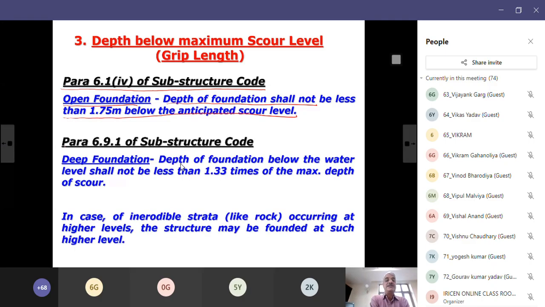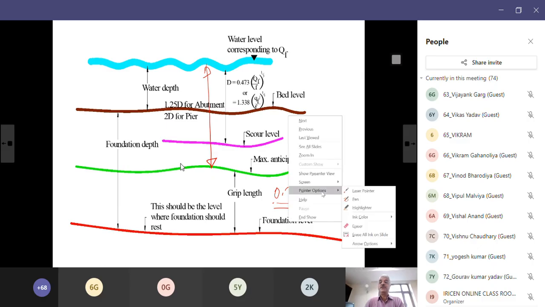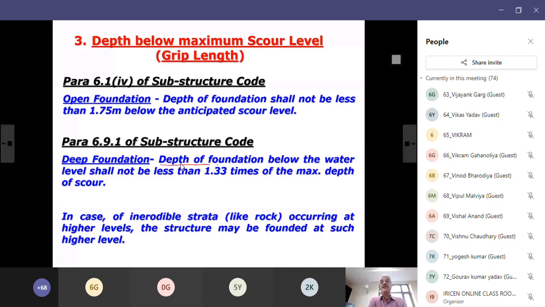And for other foundations, it is covered in para 6.9.1 of the substructure code. For deep foundation, it says the depth of foundation below the water level shall not be less than 1.33 times the maximum depth of cover. So what does it mean? Whatever maximum depth of cover you had calculated, it is 30%, 0.3 of this, or 33%, 1/3, 1.33. Let us read it. It says depth of foundation below the water level. See what is below the water level.